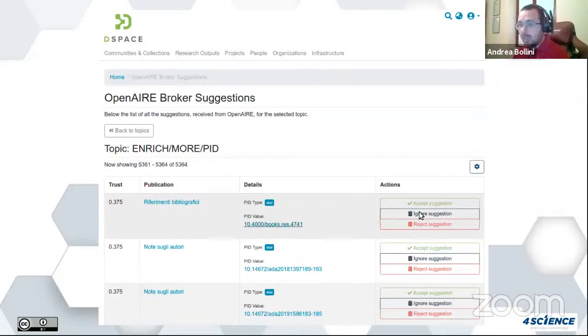Here you see the detail about the additional persistent identifier found for the repository record. In this case, a DOI. The admin can quickly verify the accuracy of the suggestion by clicking on the DOI, as it will be resolved, and the publication will open on the repository detail page. If the proposed correction is right, they can just accept the suggestion, and the metadata of the local record will be amended as needed.